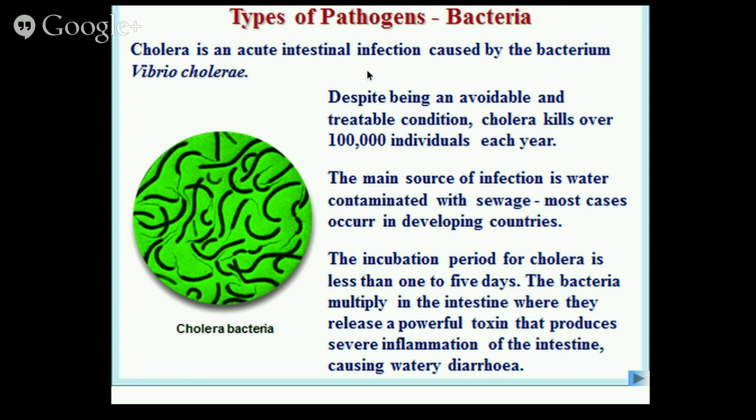Now, cholera is an example of bacteria. It's usually an infection from contaminated water with sewage. So this is why when you have instances where there's floods and things like that, they do worry about people getting cholera because of sewage water mixing in with clean water.